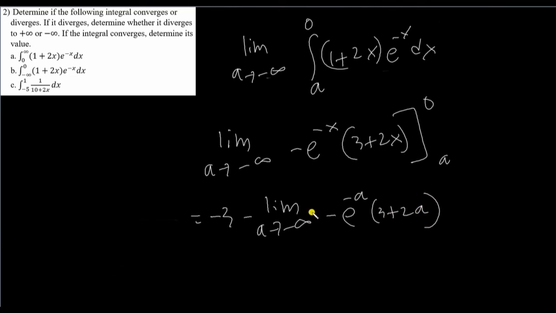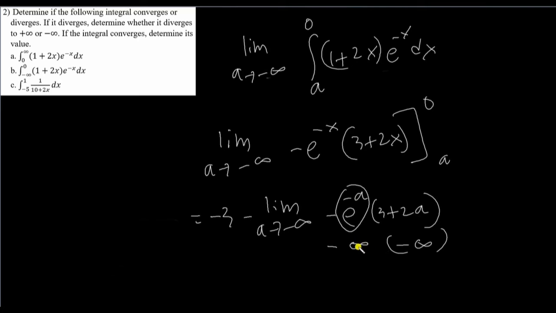And let's think about this. If I plug in negative infinity, this is going to go to negative infinity. This e to the negative a part, the negative and the negative are going to cancel. Right? This negative and this negative are going to cancel. So this is going to be a positive infinity.